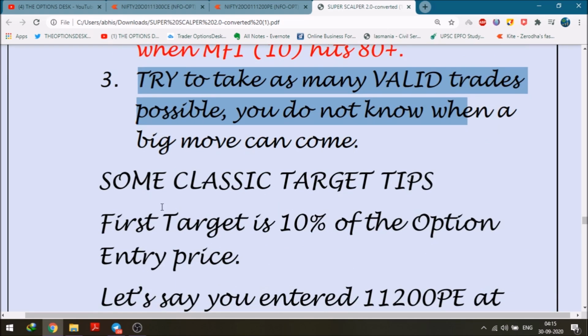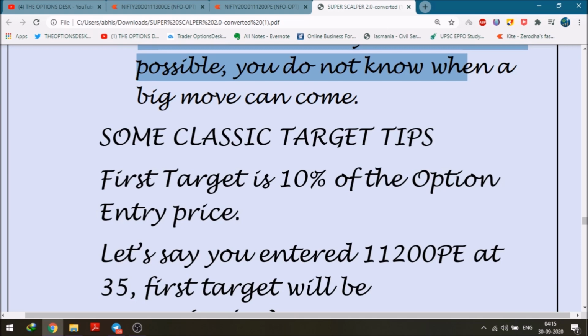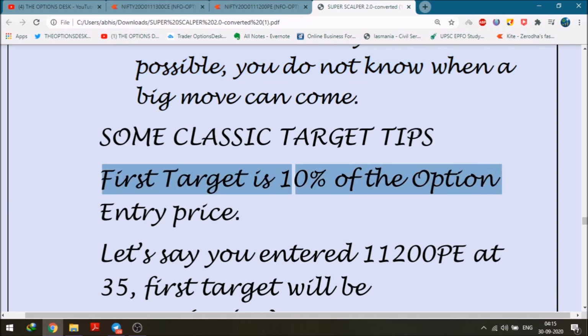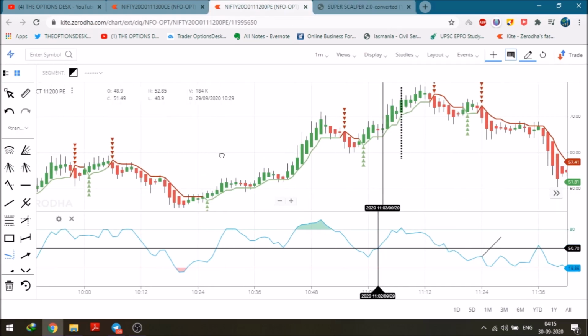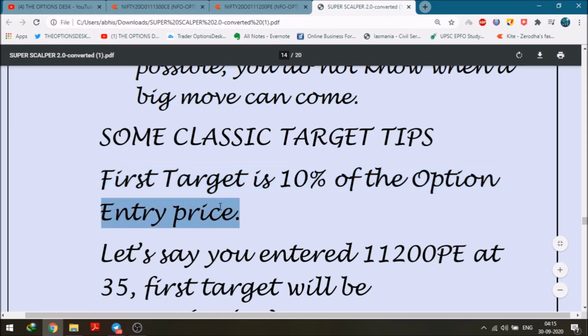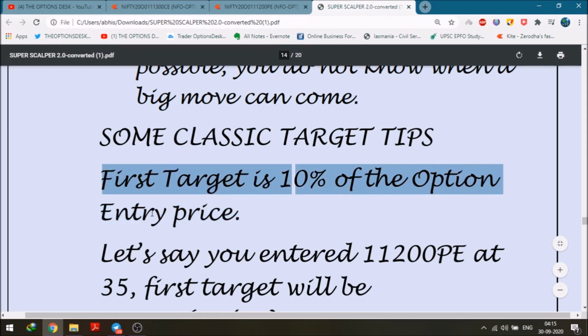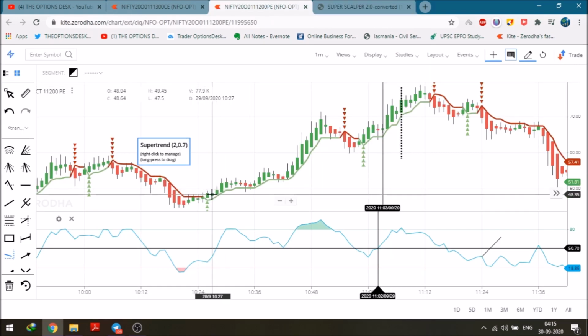Some classic target tips. The first target is 10% of the option entry price. Whatever option price you are entering at, the first target is 10% of that entry price. Let's say you are entering at 48.5. What is the first target? 4.8. Just add 4.8 and book the first target there.